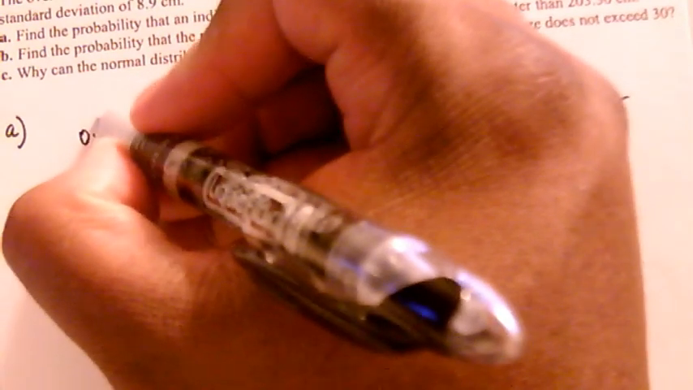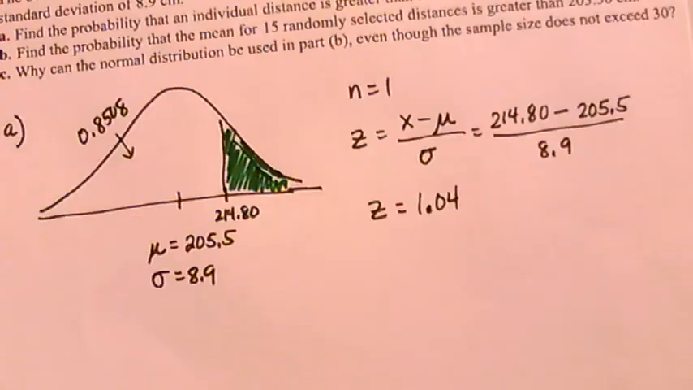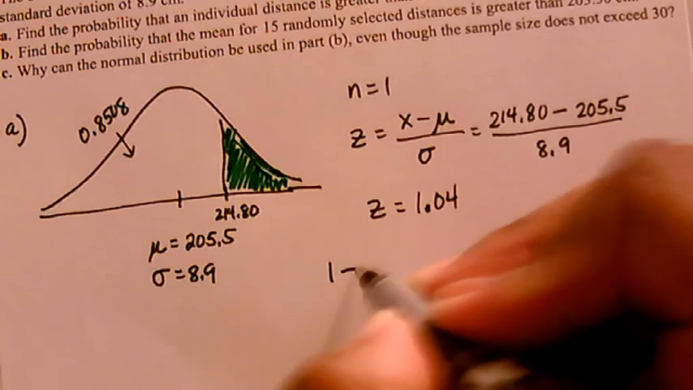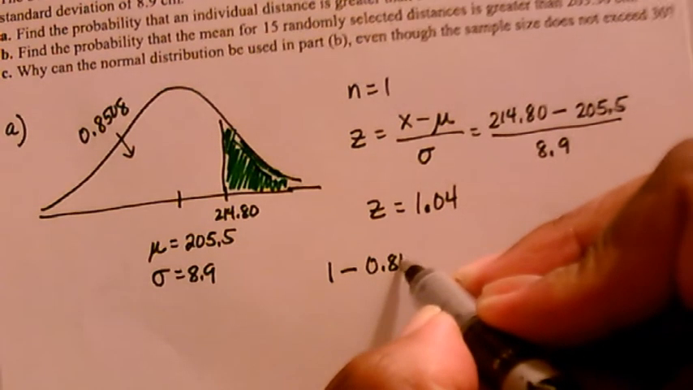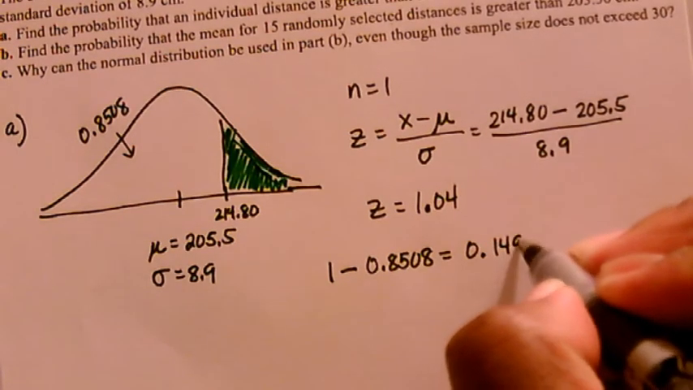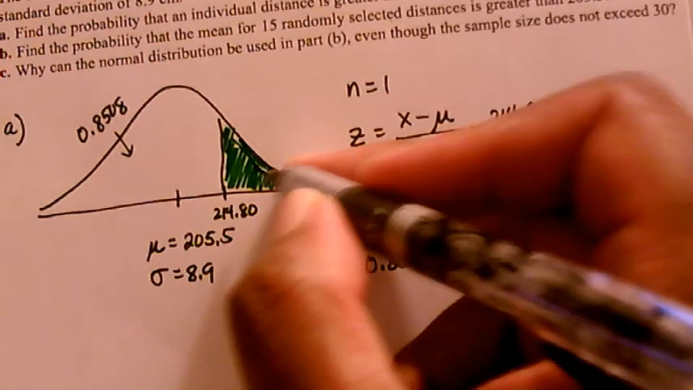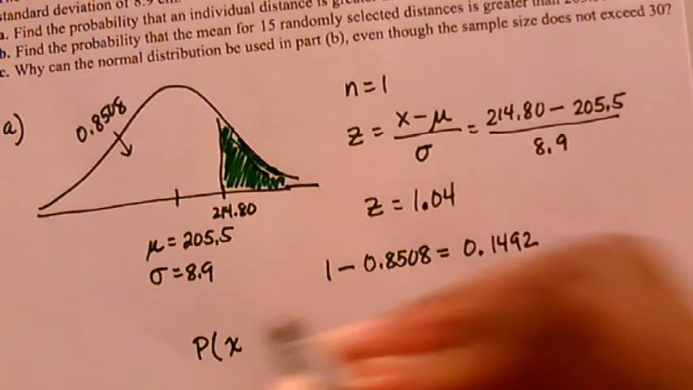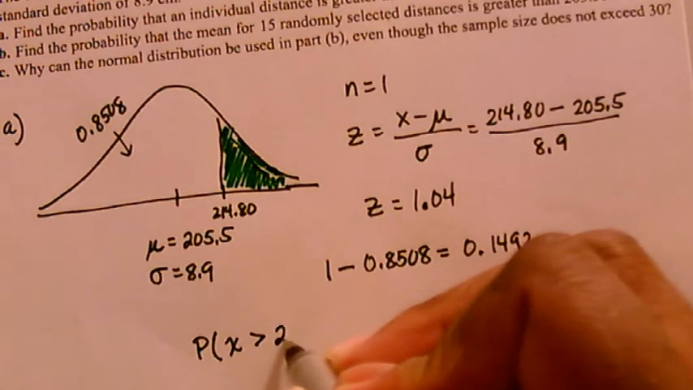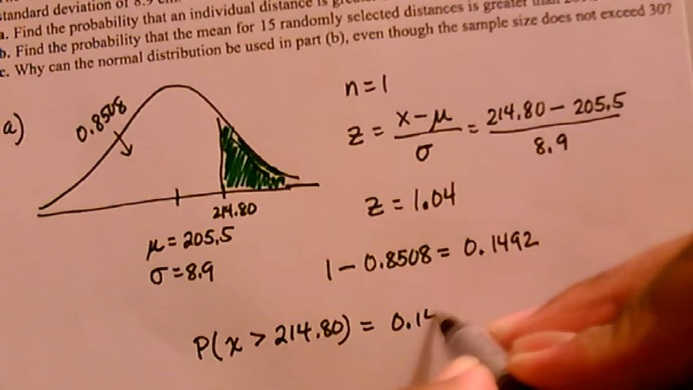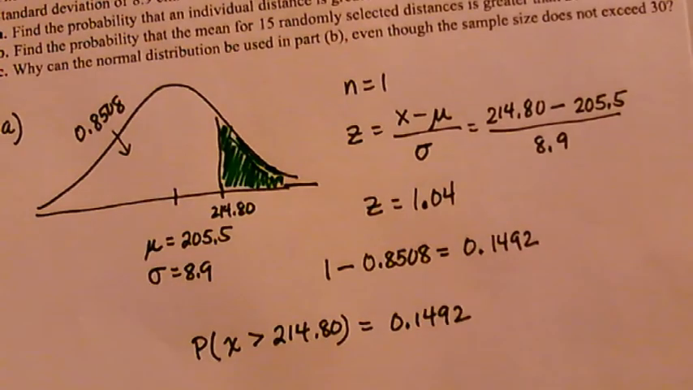So in this case here, this is the area to the left. But we want the area to the right. So we first got to do 1 minus 0.8508 to get 0.1492. That's this shaded area in green. So the probability that an individual distance is greater than 214.80 would be 0.1492.